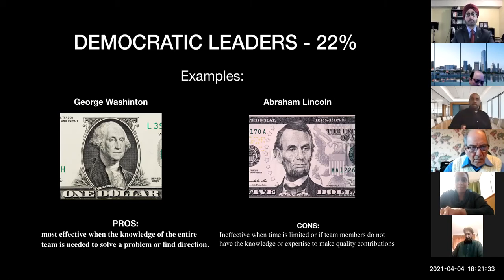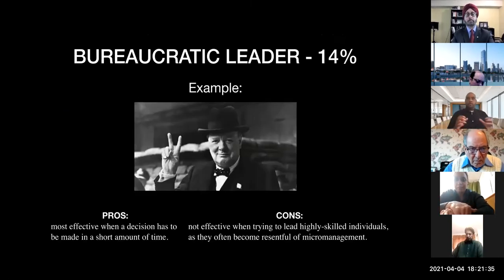And the last leadership style that I want to share with you guys is the bureaucratic leader. Now, this leader is one of my weaknesses that I want to make into a strength, but I cannot because of the aptitude and the way that I'm built. So I can just maybe strengthen this type of leadership. And the pros of this type of leadership is, for example, Sir Winston Churchill, who was most effective when a decision has to be made in a short amount of time.